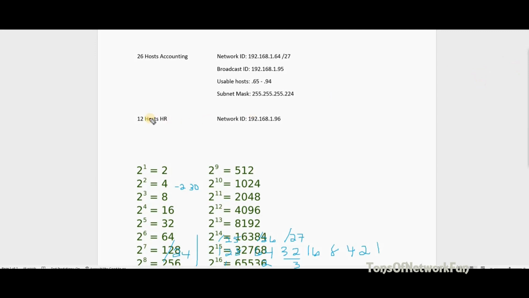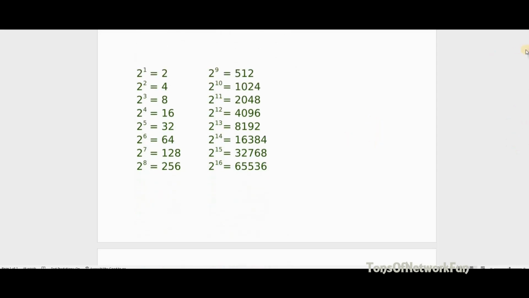So 12, right? Let me erase this. 12 is here between 8 and 16, but 8 is not enough. Next highest possible is 16, which means after we consider the network ID and broadcast ID, we still get 14 usable hosts. 16 minus 2 is 14, which means we are still satisfying our requirement of 12 hosts. So we can easily go with this.